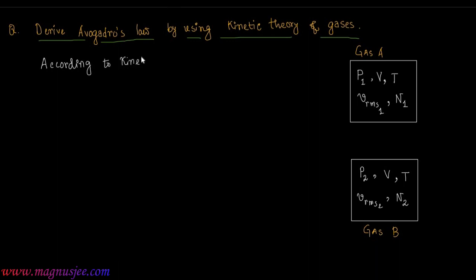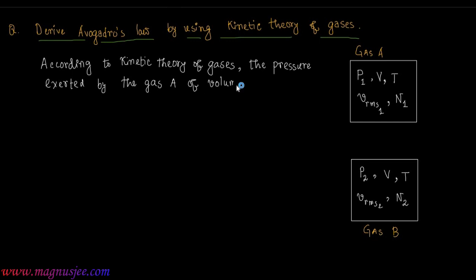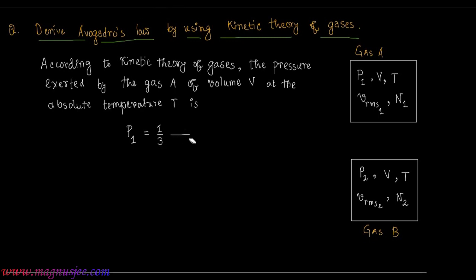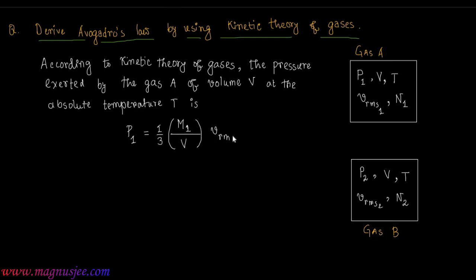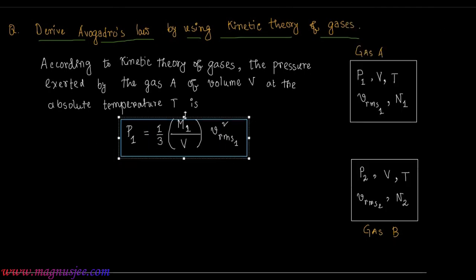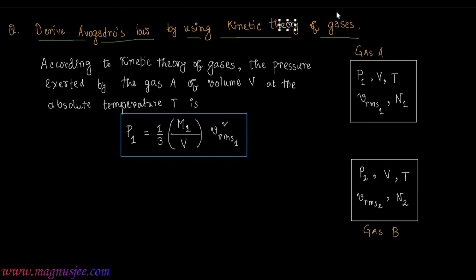According to the kinetic theory of gases, the pressure exerted by the gas A of volume V at the absolute temperature T is given by P1 equals 1 by 3 (M1 by V) Vrms1 square, where M1 is the total mass of the gas A and Vrms1 is the RMS velocity of the gas molecules of gas A.